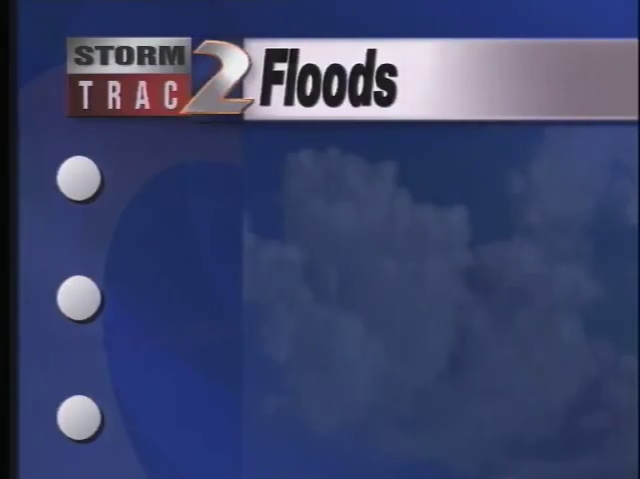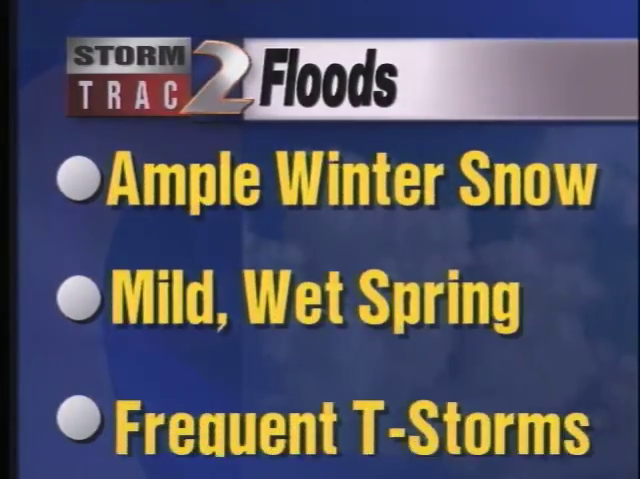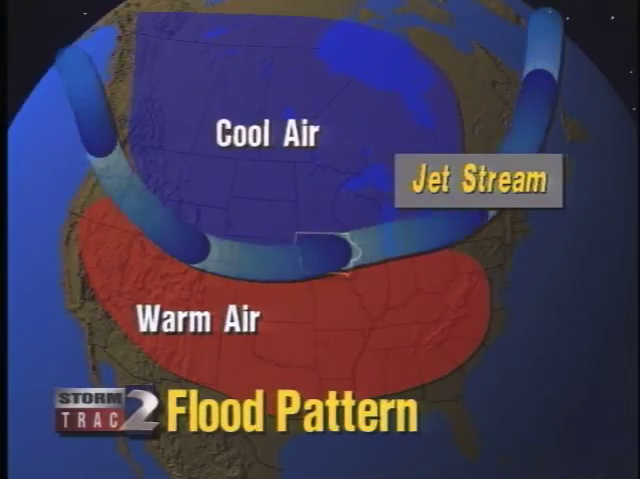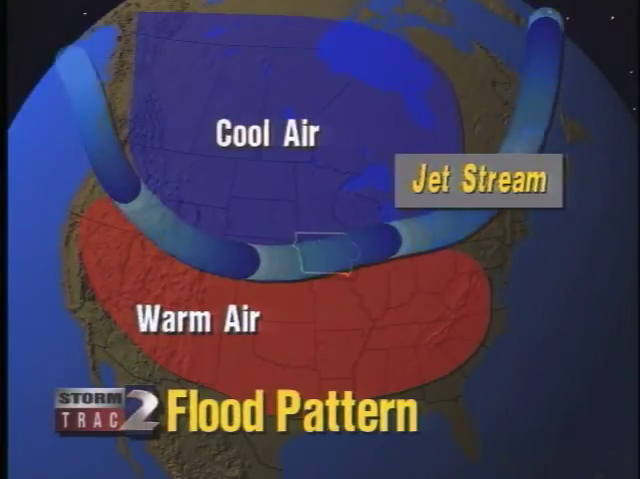On the other hand, flooding patterns can develop by having a very snowy winter combined with a mild, wet spring. Severe flooding usually happens when the spring and summer months also feature frequent thunderstorms with heavy rains. The pattern which produced the Great Flood of 1993 looks similar to this one.